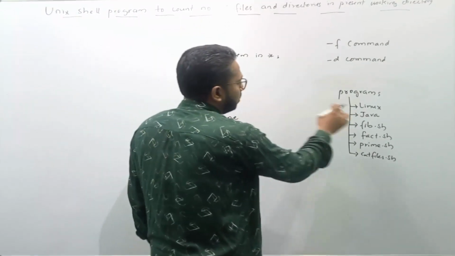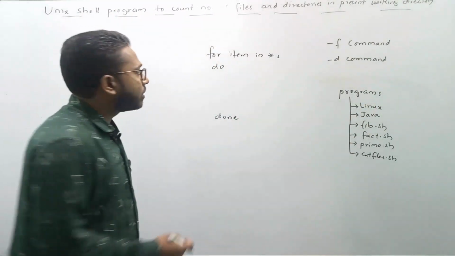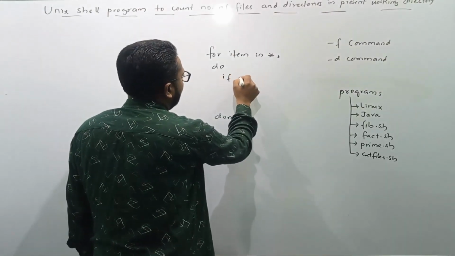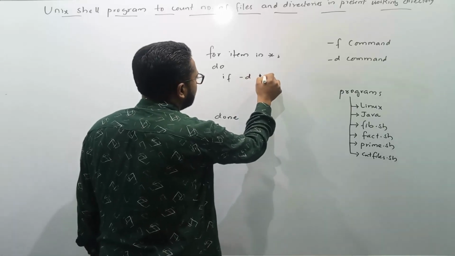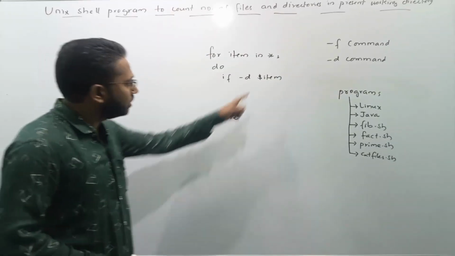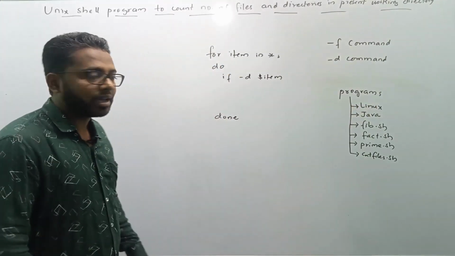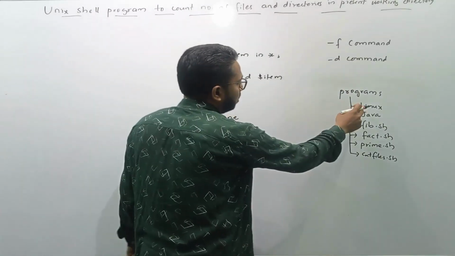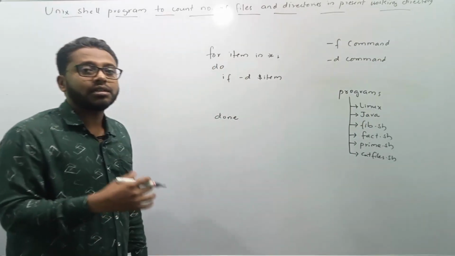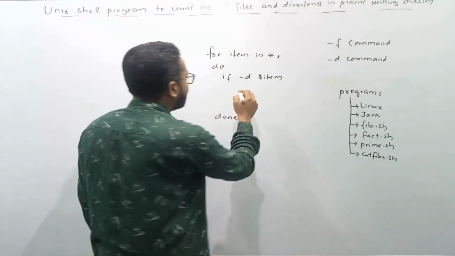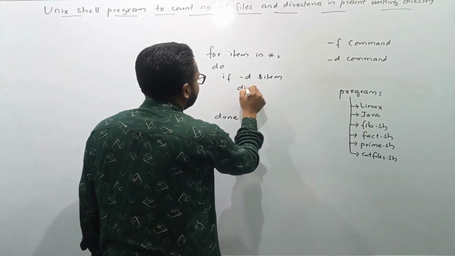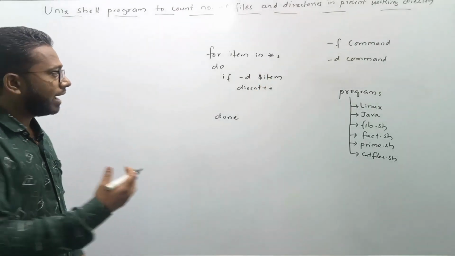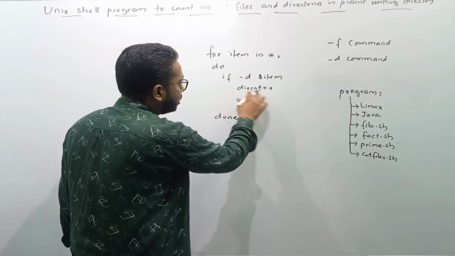First we will be visiting this Linux directory. So we will check if -d $item. Now item has stored this Linux value, and we are using the -d command to check whether what this item is pointing to is a directory. If it is a directory, then it will make a count: directory count plus plus.